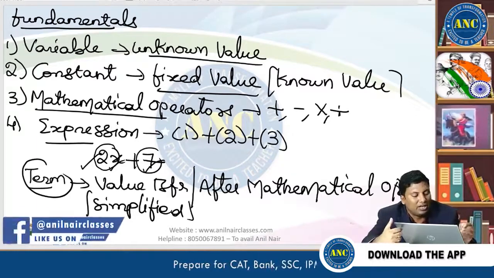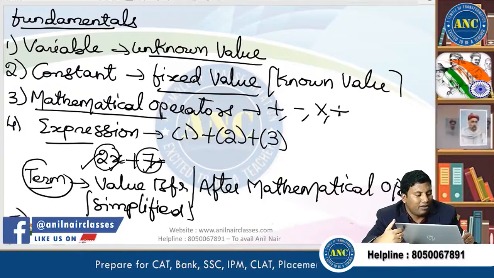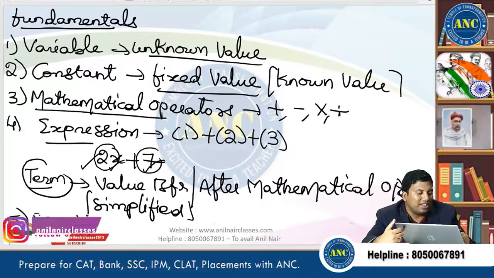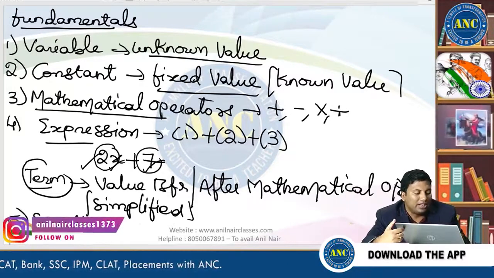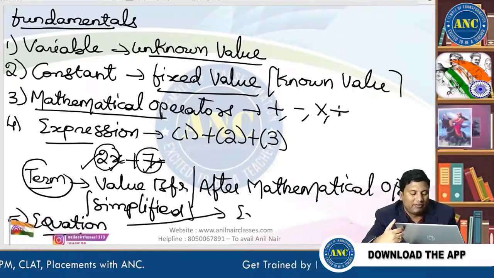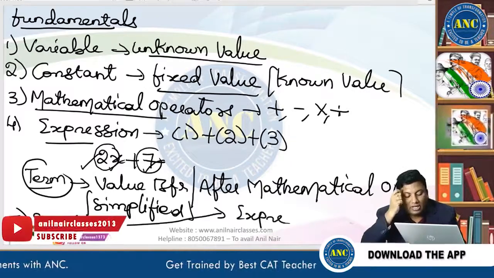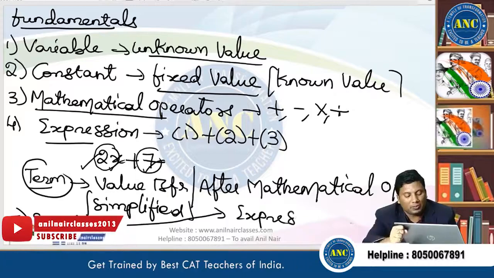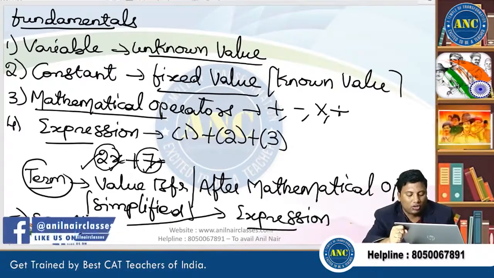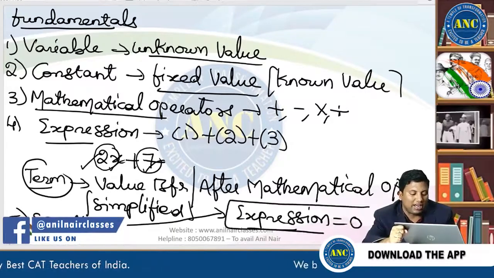What is an equation? Fifth one. If an expression is equated with 0, then it becomes an equation.